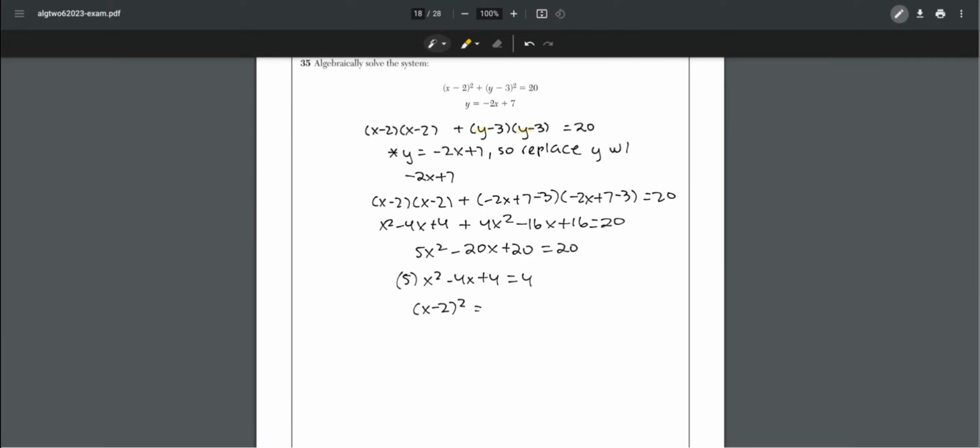(x minus 2) squared is equal to 4. x minus 2 is equal to plus or minus 2. x is equal to 2 plus or minus 2. x is equal to 0, 4. And then we can solve for the corresponding y values. So the solutions are (0, 7) and (4, negative 1).